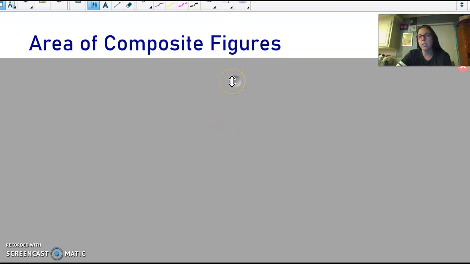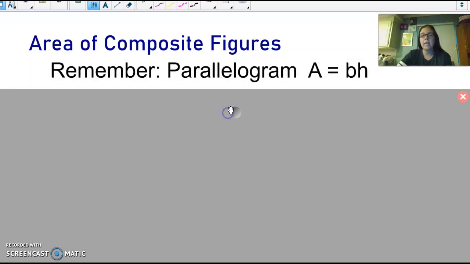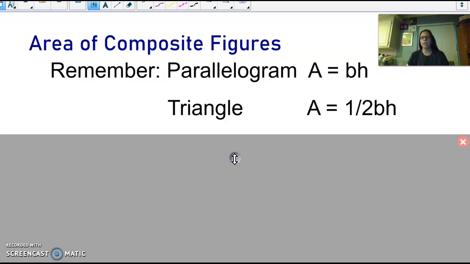Remember, you can always pause if I go too fast. So, area of composite figures, you have to remember this, so write these down. The area of a parallelogram is just base times height. And remember, the base and the height form a 90-degree angle. So base times height. And then the area of a triangle is 1/2 base times height.